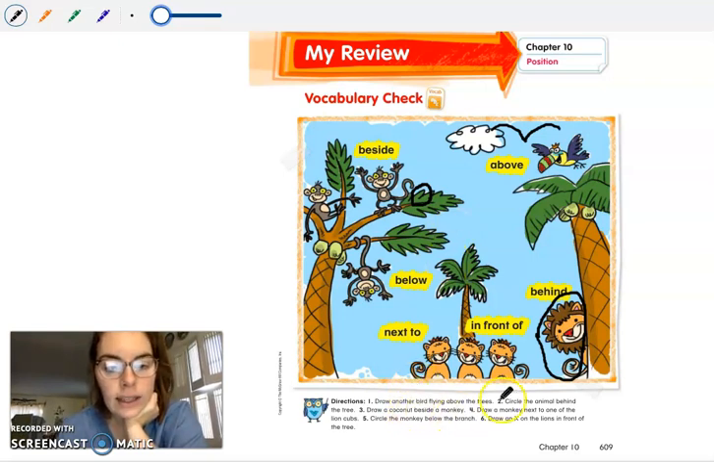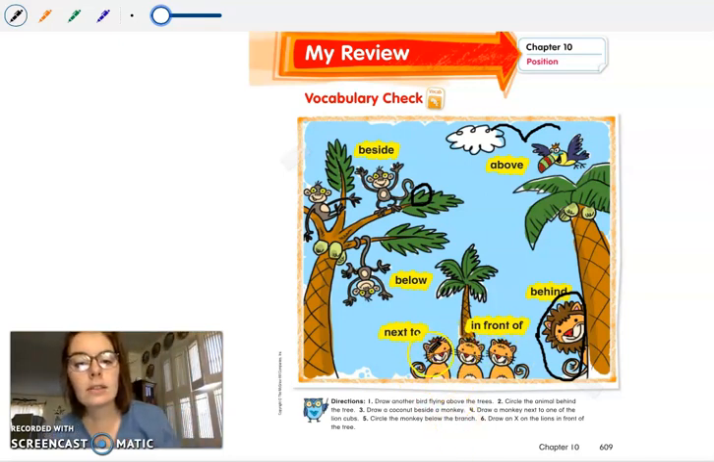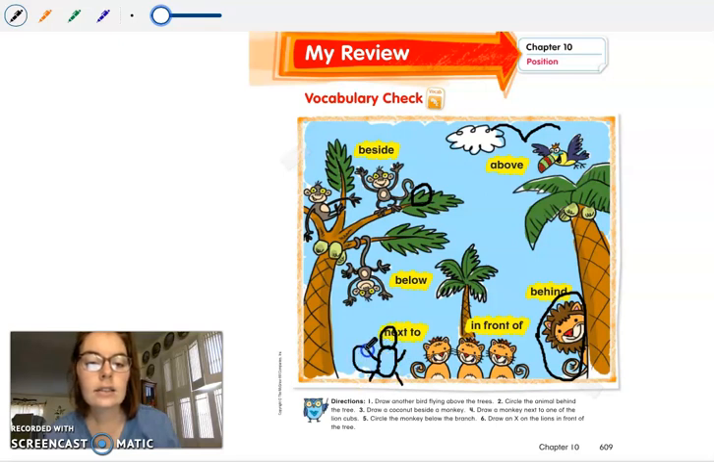Okay. Next, we're going to draw a monkey next to one of the lion cubs. So here are our lion cubs. This looks like a nice space. We're going to draw a monkey. So how I draw a monkey is I do an oval, and then I'm going to do the legs, and the arms, and the head, and then its tail, and then I'm going to do some eyes, ears, and a mouth. Doesn't need to be perfect, but just go ahead and draw your best monkey.